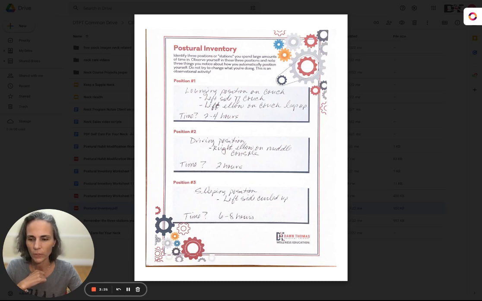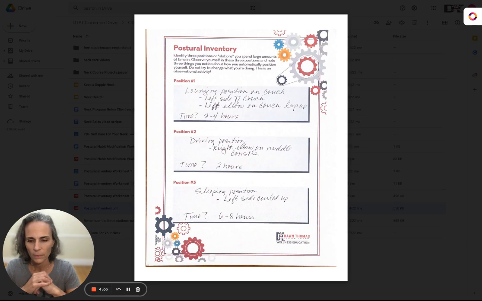Okay, position number 3, my third station, my sleeping position. I tend to almost always start on my left side, curled up on my left side. My bedside table's on my left side, so whatever I'm reaching for is to my left. And we're going to take a look at these together.